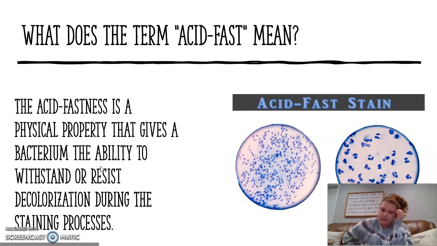So, what exactly does the term acid-fast mean? Acid fastness is a physical property that gives a bacterium the ability to withstand or resist decolorization during the staining process. And here's an example to my right here.